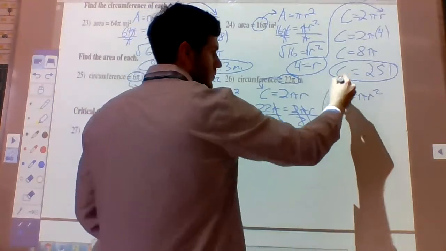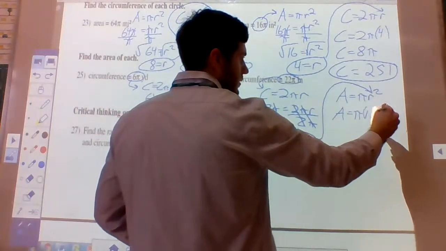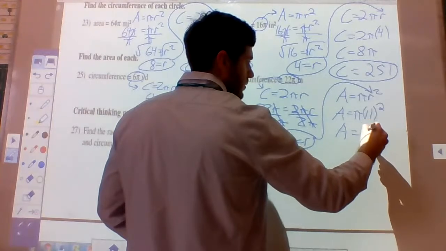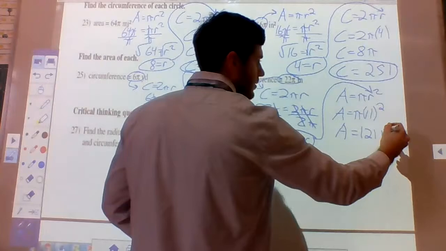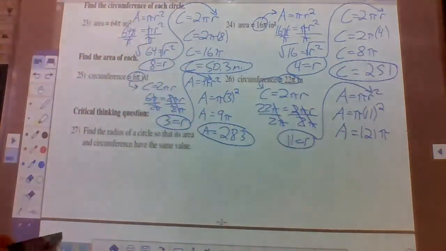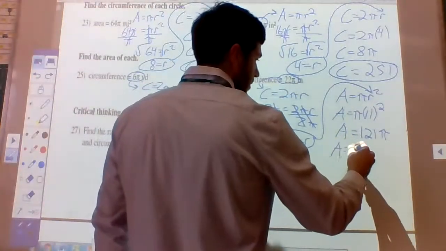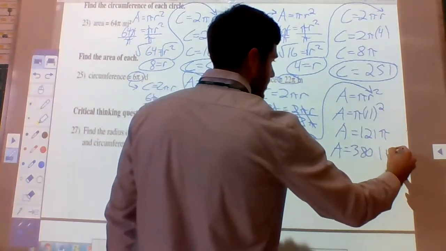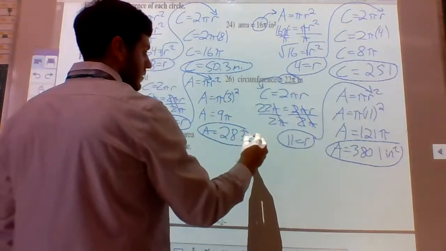Okay, so we need to substitute that in for r. So area is pi times 11 squared, which is going to be 121 times pi. Okay, and 121 times pi is going to be 380.1. And that is inches squared. This one was yards squared.